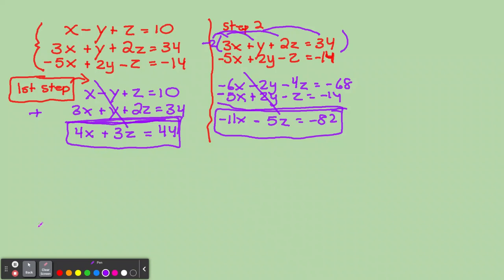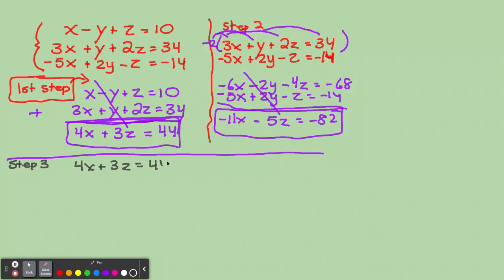All right, let's get ready for step 3. And put a little line here. And we'll change the color so it doesn't get too blurry. Well, I'm going to use black. Step 3. We're going to take our two boxes we made, the 4x plus 3z equals 44. And then the other box here was negative 11x minus 5z equals negative 82. To put those two together.